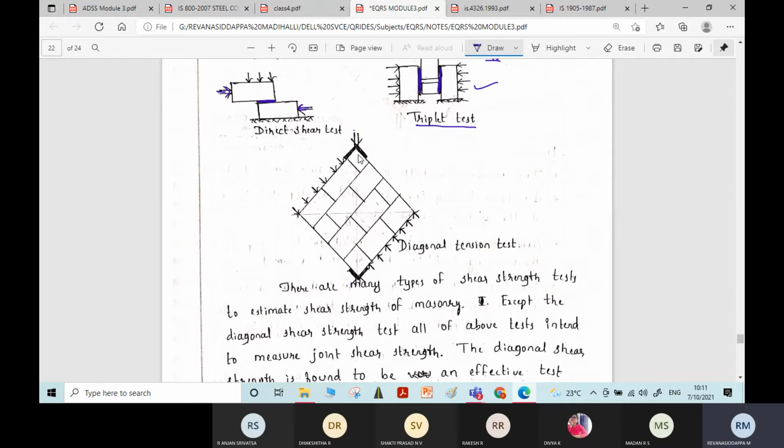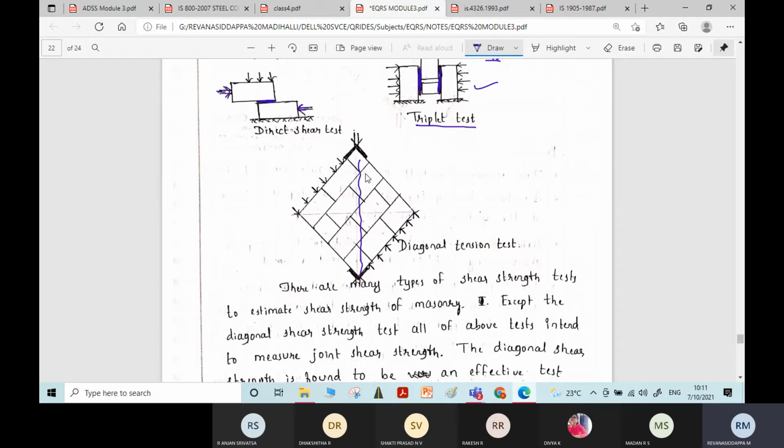Okay, and the failure load will be noted. Here shear failure may take place like this, or in any other form depending upon the strength of the joint, the strength of the bricks and the strength of the mortar. It depends on several factors.